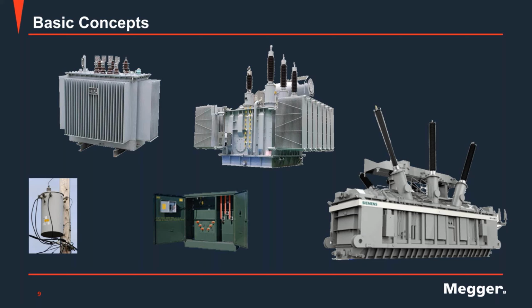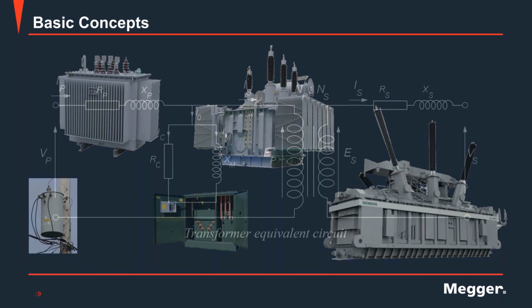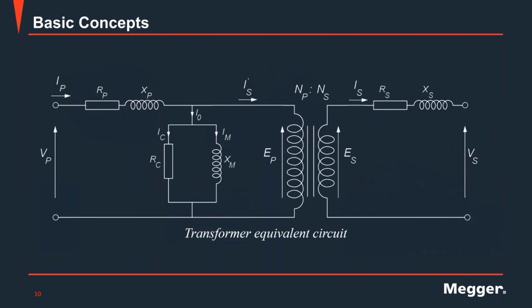In terms of TTR, transformer turns ratio measurements, we perform the test exactly the same. And actually, we can have one instrument, and we can use it to perform the TTR measurement on all these different types of transformers. And again, we can say that the way we perform the test is pretty simple.